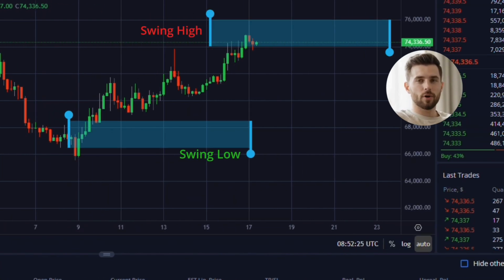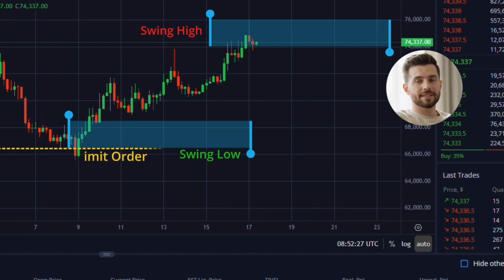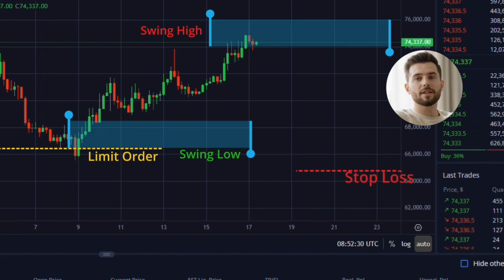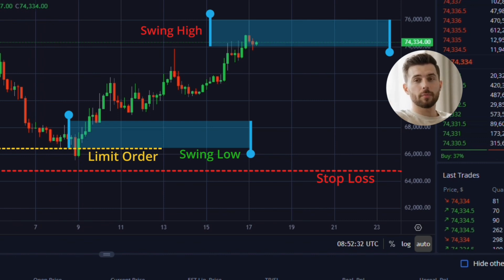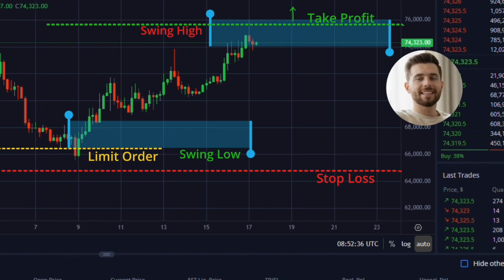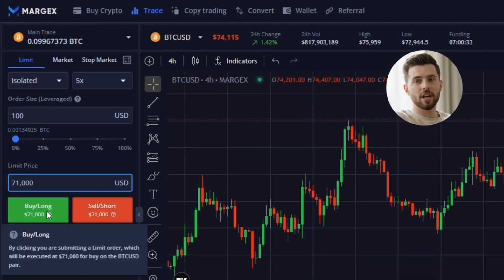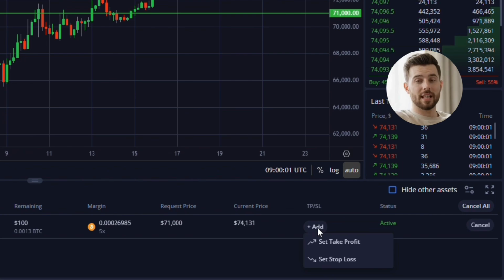Here's how to execute this on Margex. If you want to trade the bounce, you can place a limit order near the support zone, but always combine it with a stop loss. Your stop loss should go below the support zone, not inside it. For take profit, the most logical target is the next resistance zone. After opening a position, go to Open Positions, click Stop Loss and take profit.